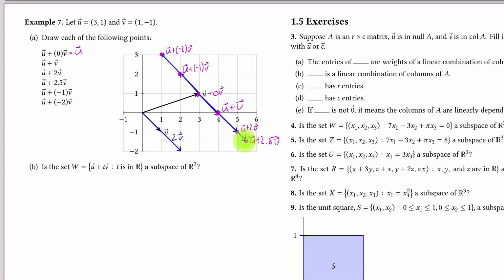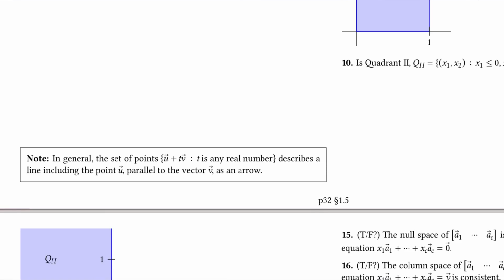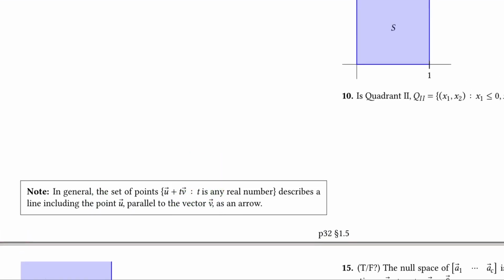The point of this exercise was to see the following result. In general, the set of points that can be written like this, given some vector u and some other vector v, points of the form u plus tv. So t can be any real number. So t is the thing that can be anything, but you're given a vector u and v like the example we have. It gives you a line that includes the vector u as a point, and the line is parallel to the vector v drawn as an arrow.